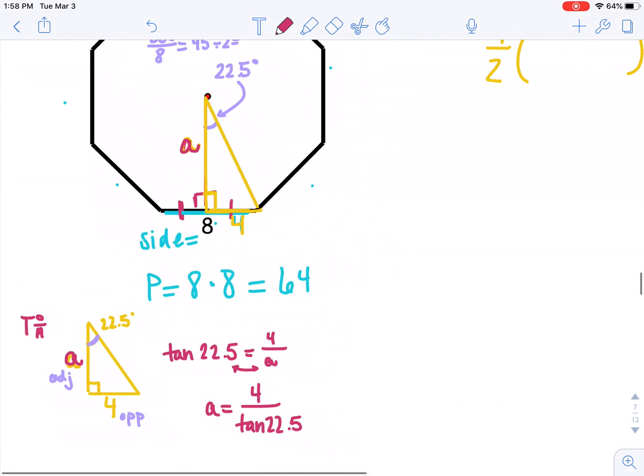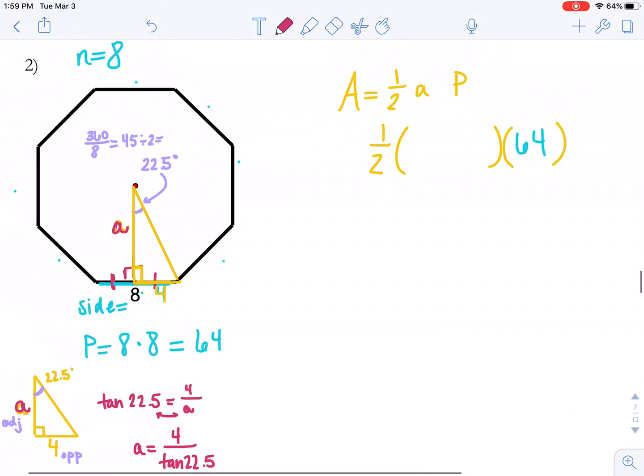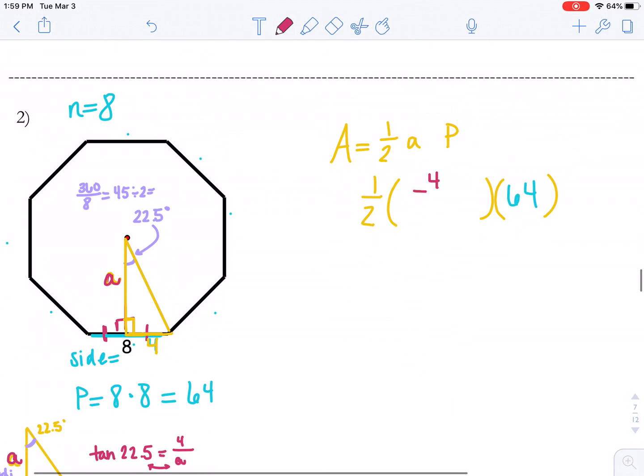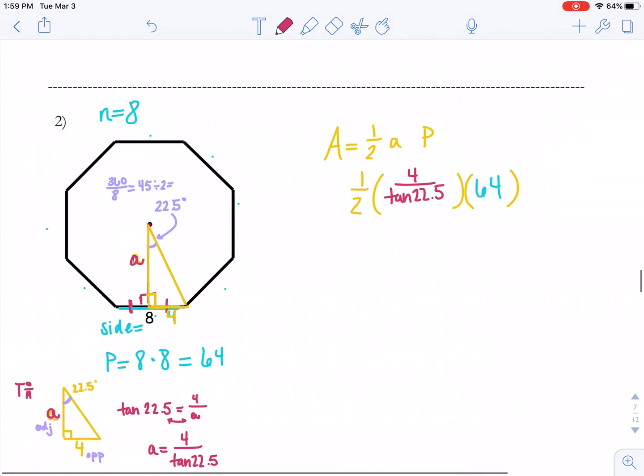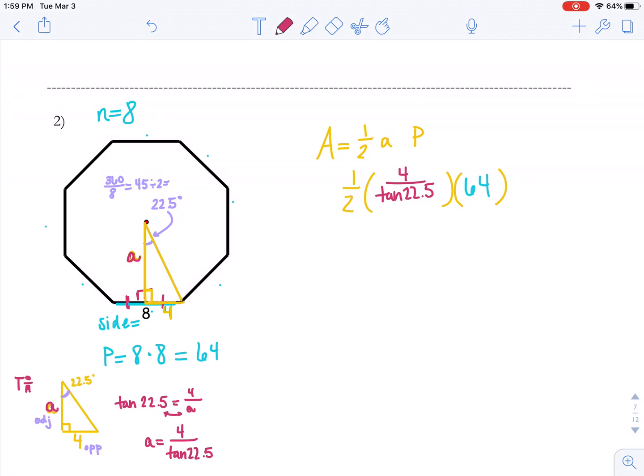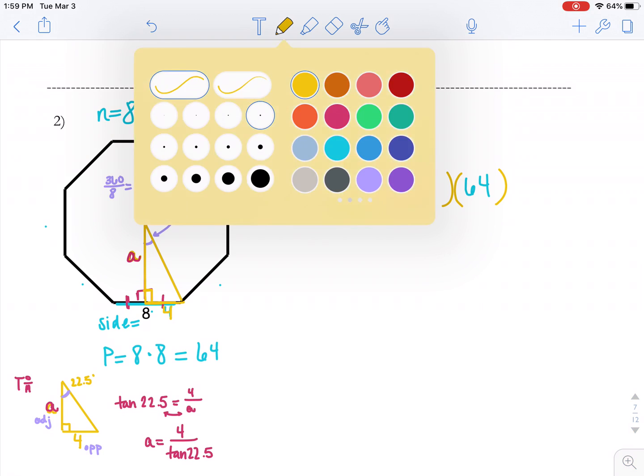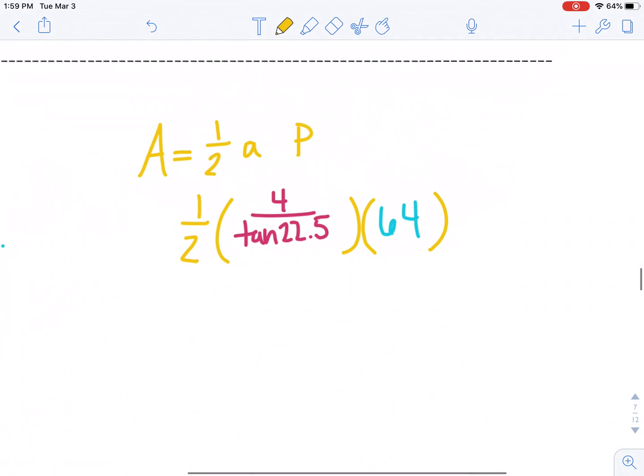So I'm not going to type it into my calculator. What I'm going to do is write that exact ratio into my formula here. 4 divided by tangent of 22.5. I don't want to use my calculator. I don't want to round yet because I want my answer to be as exact as possible. So I only want to round one time. And I'm going to write it out here because if somebody's looking at my work, hopefully it's pretty obvious where I'm getting all of my numbers.